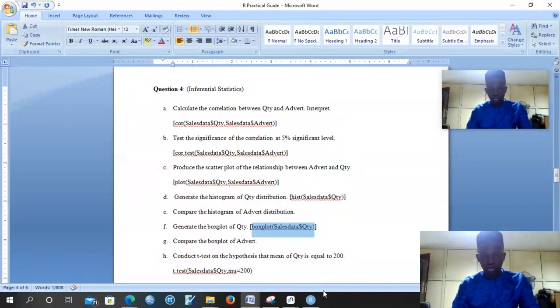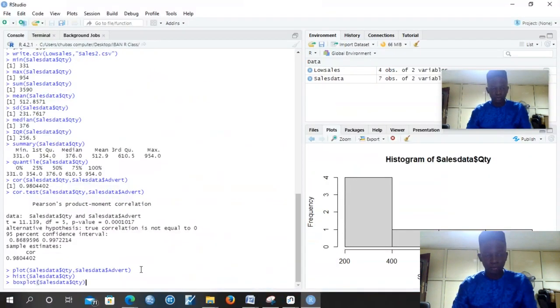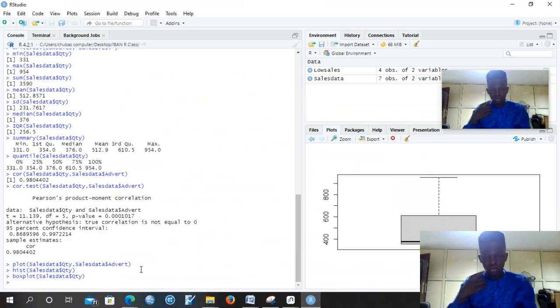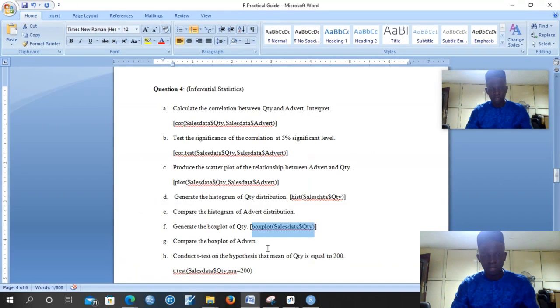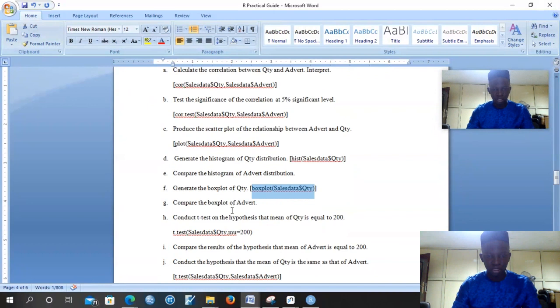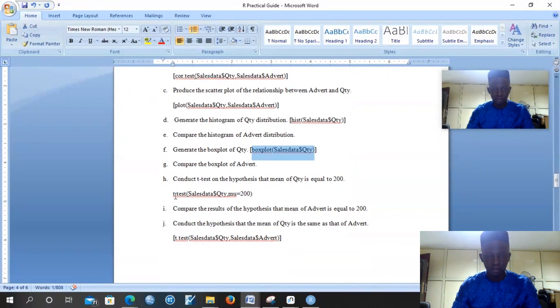Then box plot for quantity. So this is the box plot. You can check the internet on how to interpret. This is far from the middle. It means the data is not evenly distributed. So do the advert yourself.